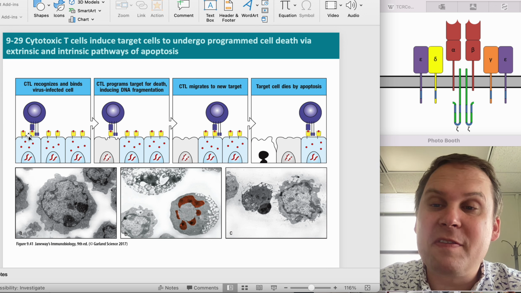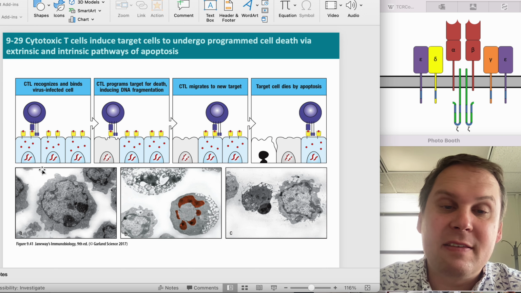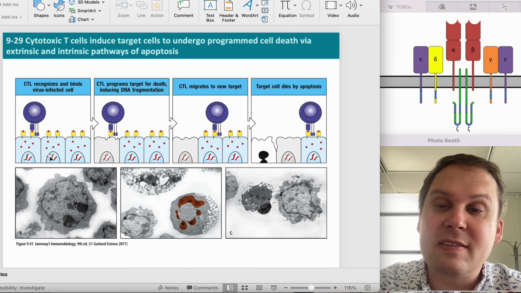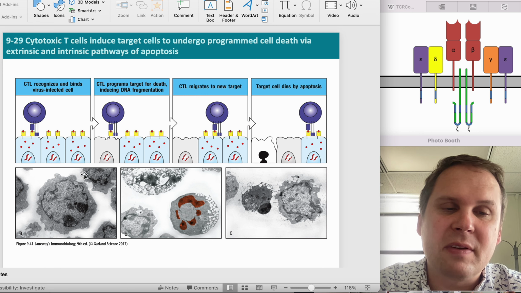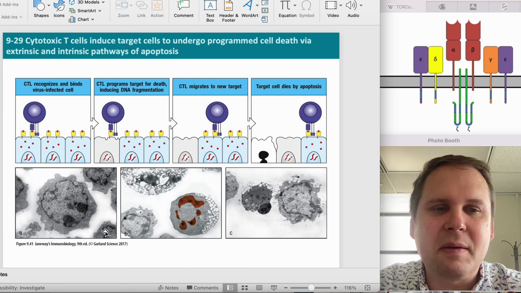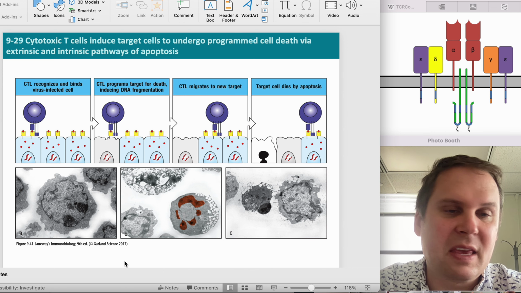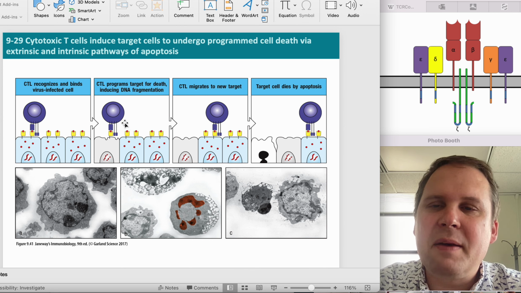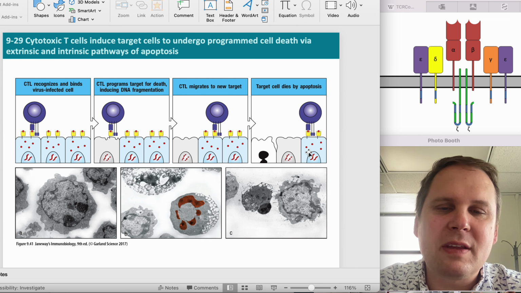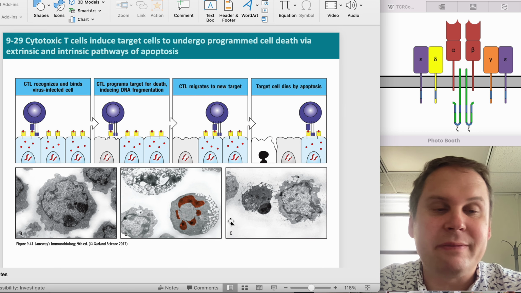There can be a whole row of cells, and it'll interact with one, send it a signal through Fas ligand, and cause the cell to kill itself, or release some granzymes, or release some perforins, and kill the cell directly. And then it can roll to the next one and kill that, and roll to the next one and kill that.